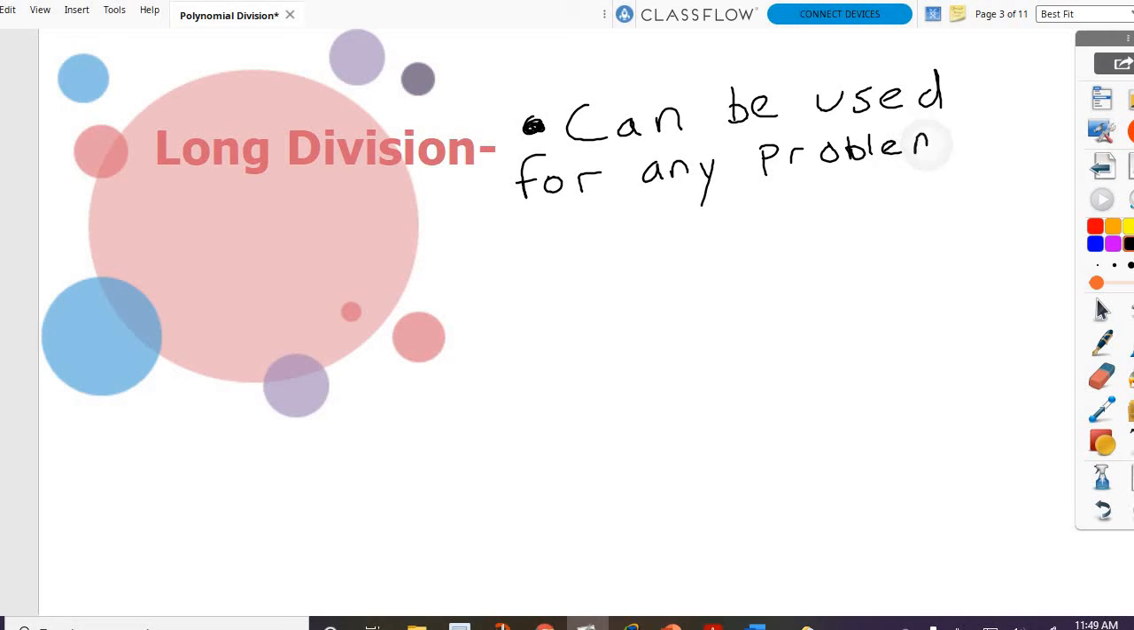That is why we need to know how to do it, because sometimes we're not going to be able to use synthetic division. Even though synthetic division is a little bit quicker and we like it more, there are some instances where we will have to use long division. So we have to know how to do it.